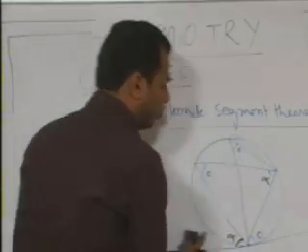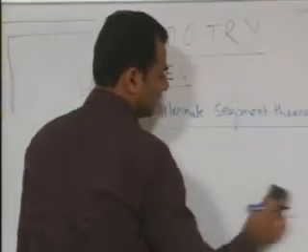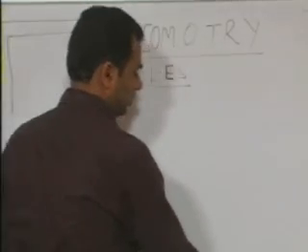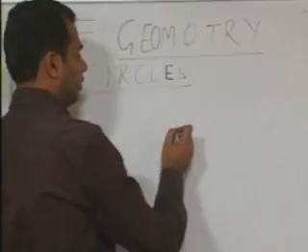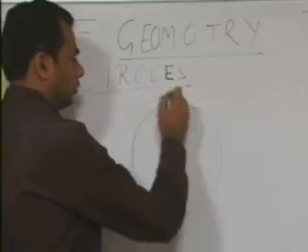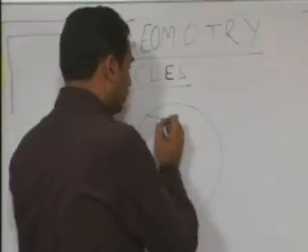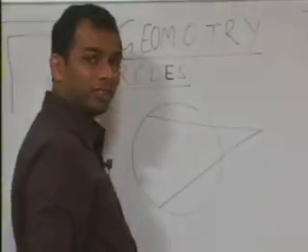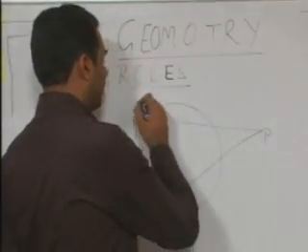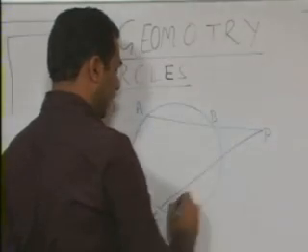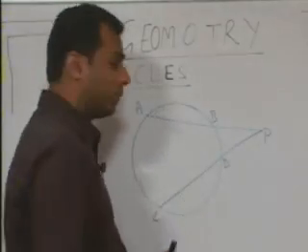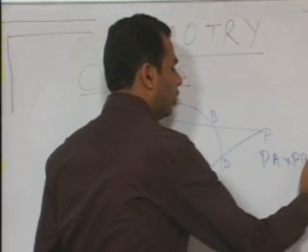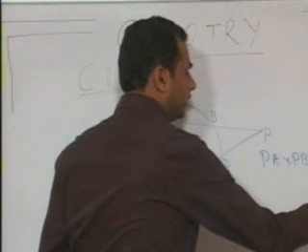Now let's move to the property of the secant and the tangent. If I draw two secants and these two secants intersect outside the circle, let's say this point is P, and these points are A, B, C and D. One of the important properties is that PA into PB is always equal to PC into PD.